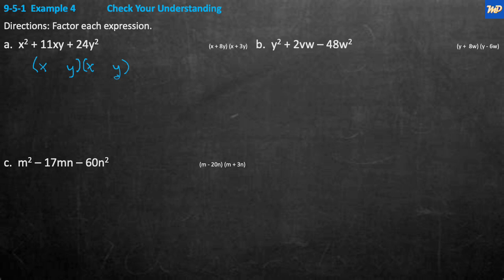So now I have a positive 24, and the only way to get a positive 24 is to have two positives or two negatives. And since the 11 is positive, the only way to probably get that is to have two positives, right? So what positive factors of 24 will give us a positive 11? Well, I think 8 and 3. 8 times 3 is 24, and 8 and 3 is 11.